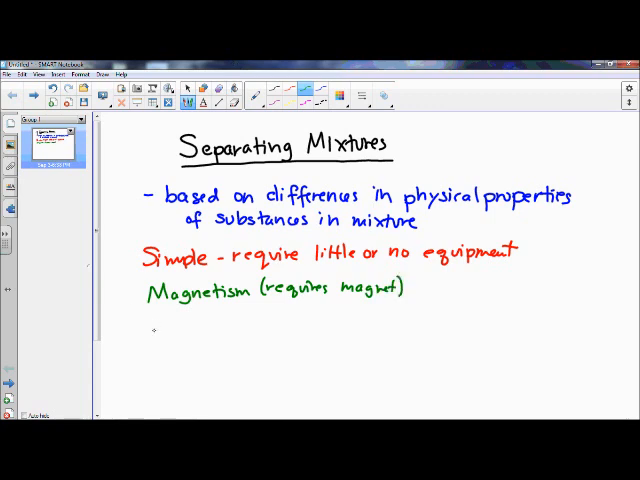So what has to be different? What's the difference in physical properties that is required? Okay, you must have a difference in magnetism. That's what has to exist in your mixture. Now, that means that you need a magnetic metal.